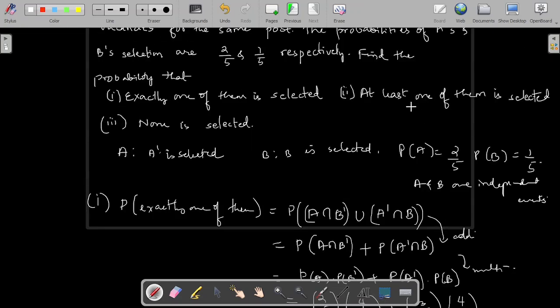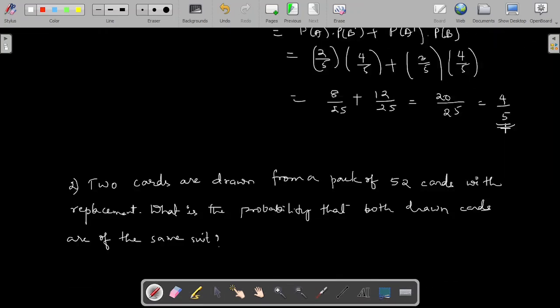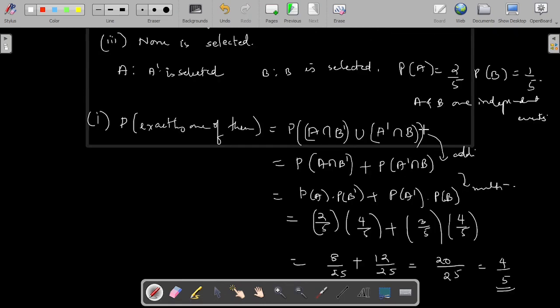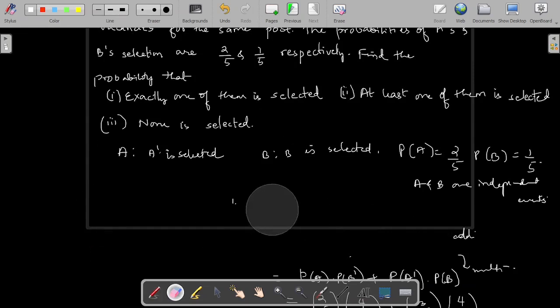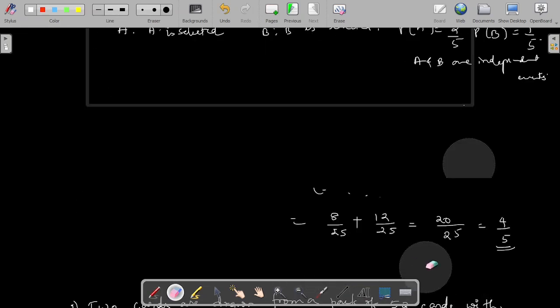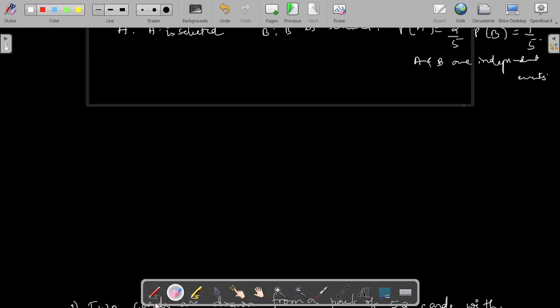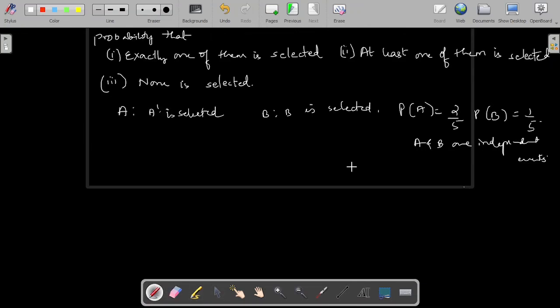Second question, at least one of them is selected. At least one of them means either A is selected or B is selected or both A and B selected. So second question, at least one of them is selected means probability of A union B. You know that at least one or union is P of A plus P of B minus P of A intersection B, as per the formula.